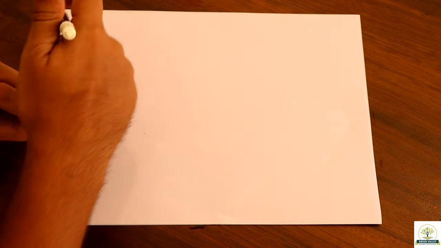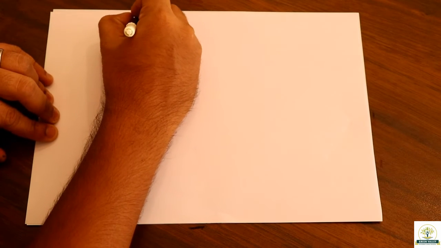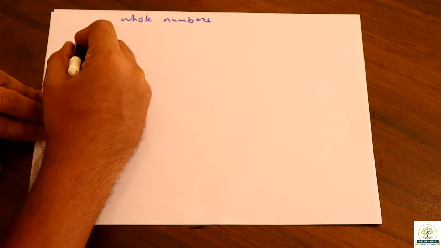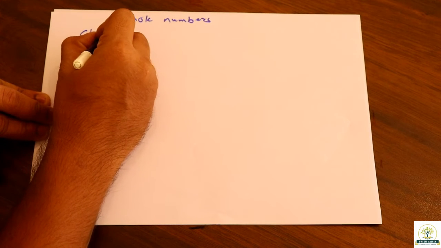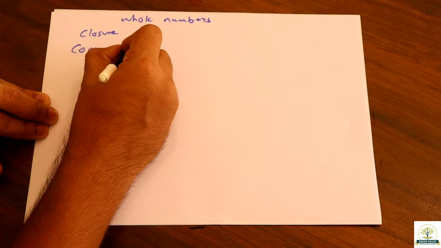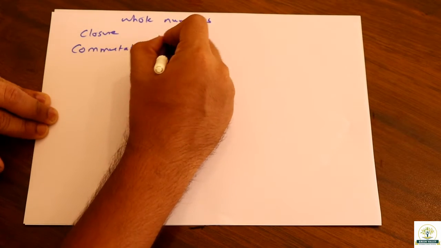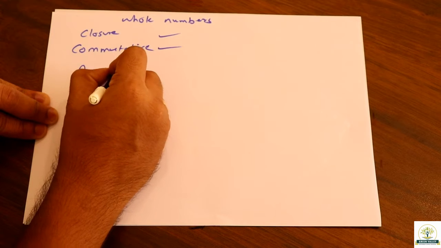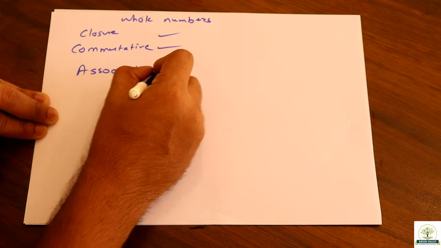Last time we were learning about whole numbers and we saw closure property, commutative property. Today we are going to learn associative property.